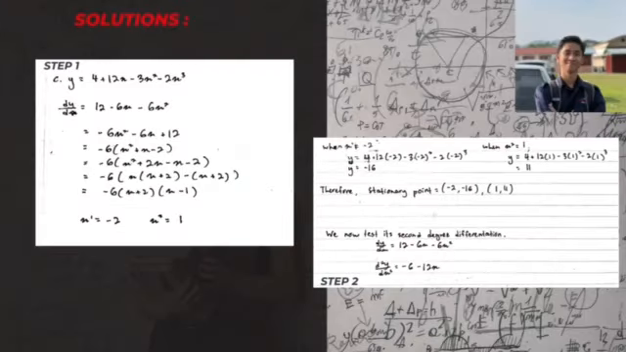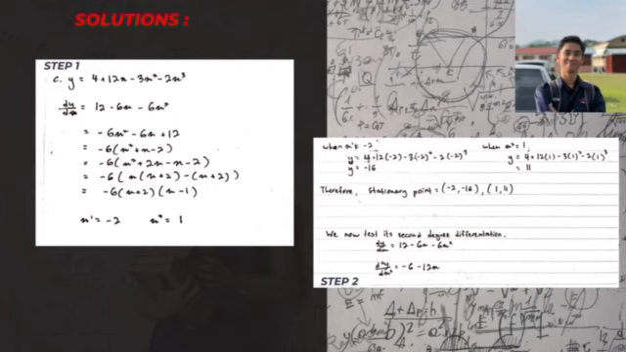So for the first question, y equals 4 + 12x − 3x² − 2x³. The first step is we need to differentiate it, and the answer is 12 − 6x − 6x². And lastly, we will get the answer for the first x is −2, and for the second x is 1.